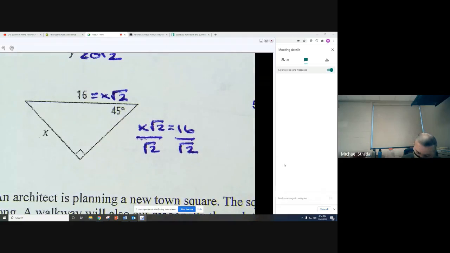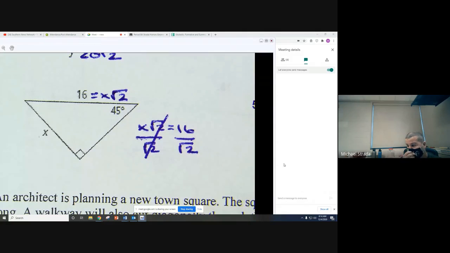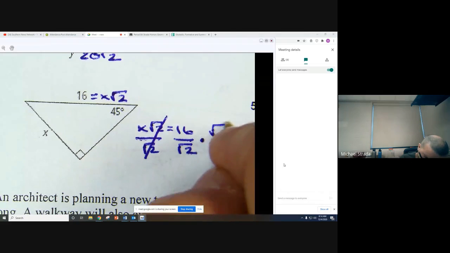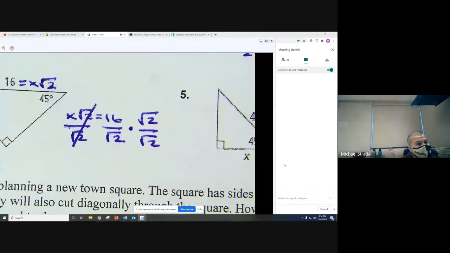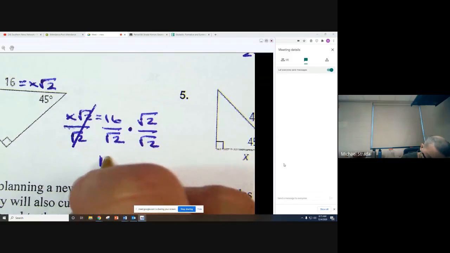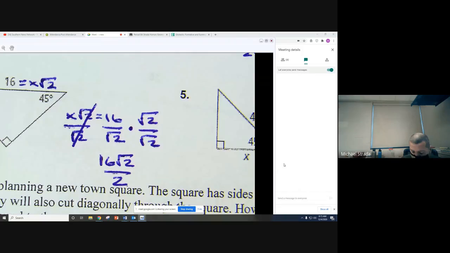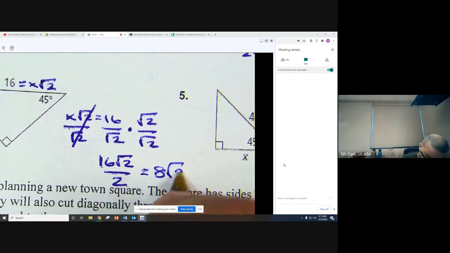What are the root 2's going to do to each other? Cancel out. Now you are responsible for rationalizing the denominator. So that means that becomes root 2 over root 2. So this becomes 16 root 2 over 2. And then you are responsible for realizing since 2 goes into 16, that breaks down to 8 root 2.